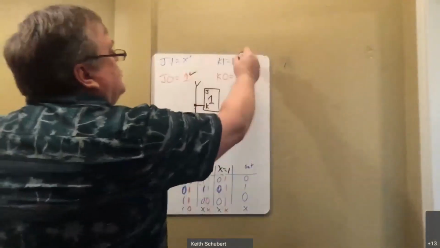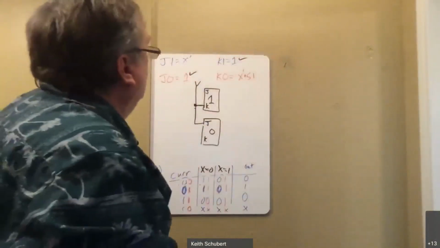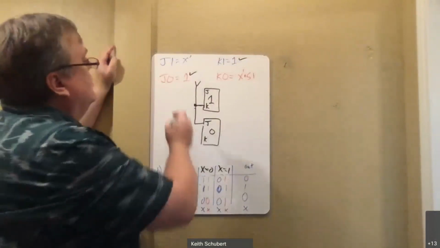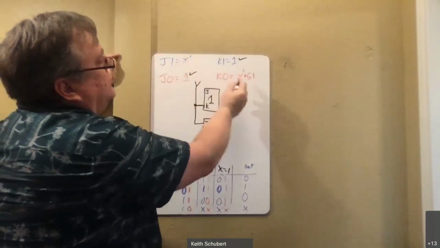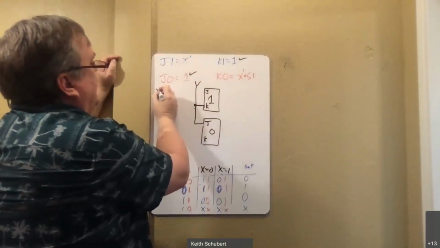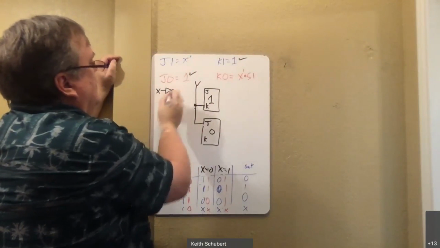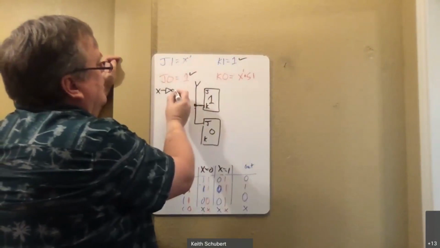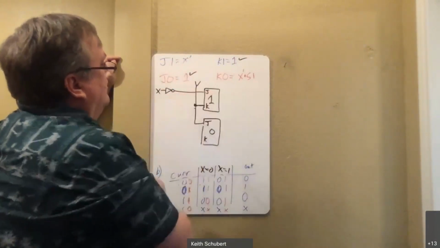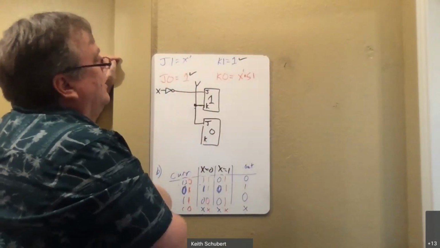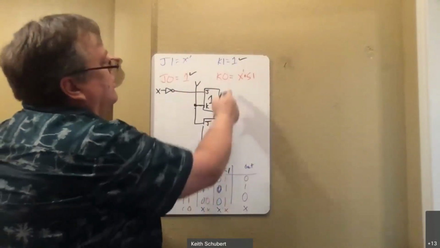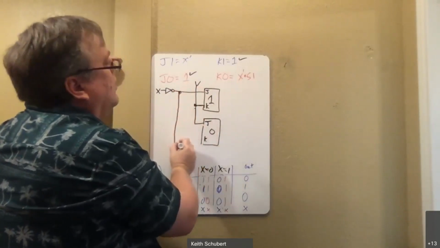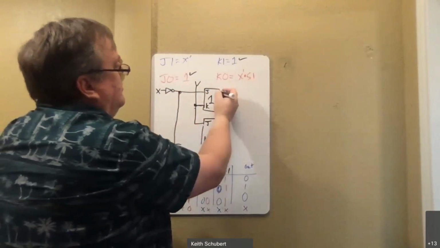But I've now done these 2 right here. I need to have X, which is my input, and I'm going to use the inverted one for both of them. So I've got X comes into an inverter. That's all I need for J1. For K0, I need this signal, and I have to AND it with S1.